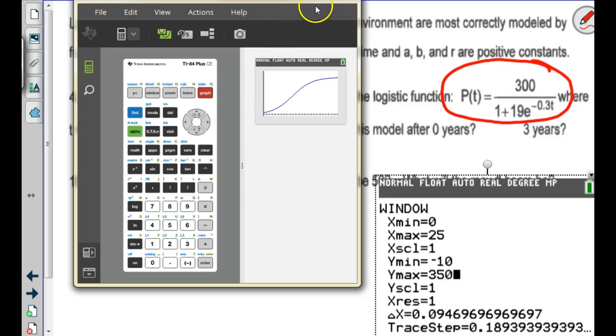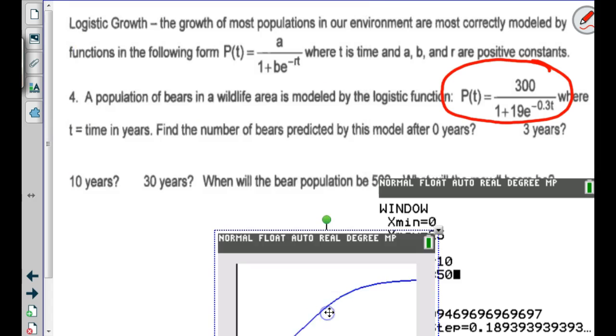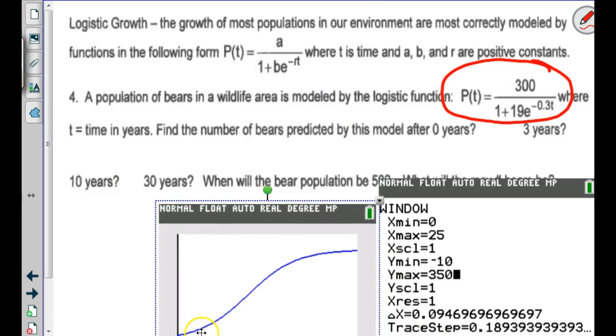Oh, may need to go out more years. I don't know. But this is the shape I'm getting. This is the shape of a logistic. It's slow growth, then it's faster growth, and then it levels off and is approaching a maximum.